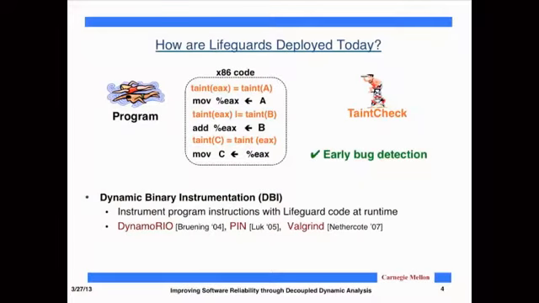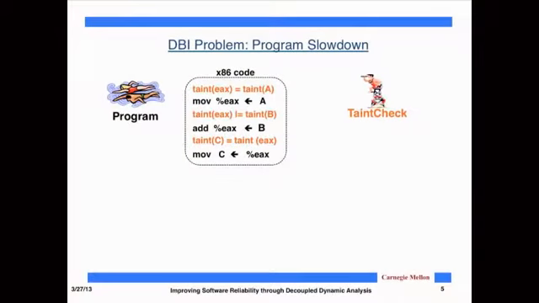What's great about doing this is that we are able to detect bugs early. In particular, buggy instructions are identified before they even execute, and they can be squashed. But there's a downside to doing this, which is basically that our program becomes slower.